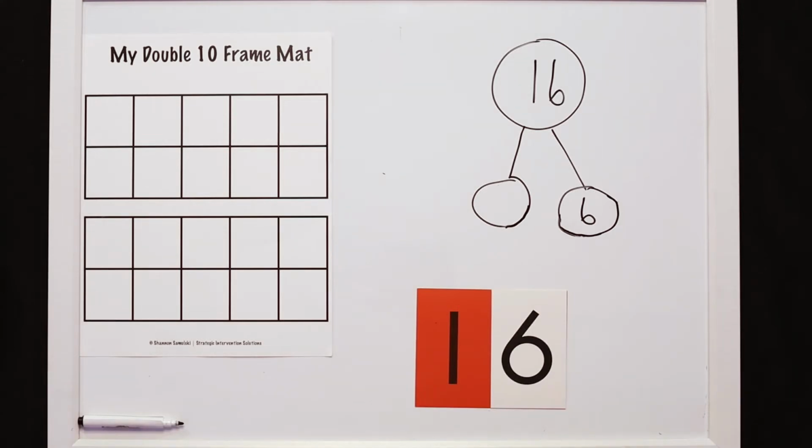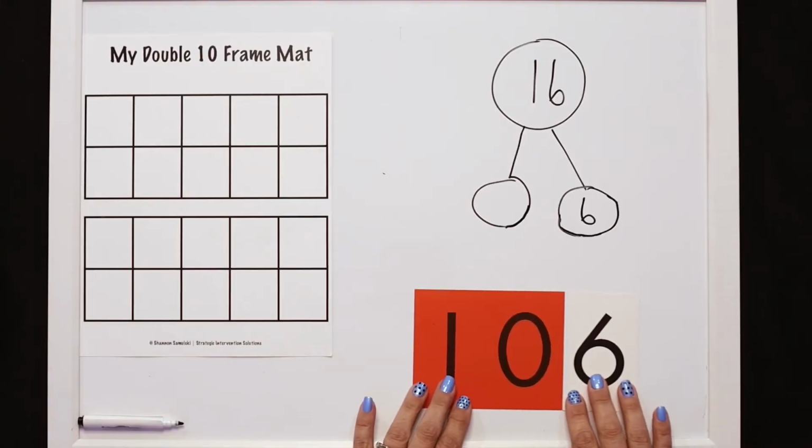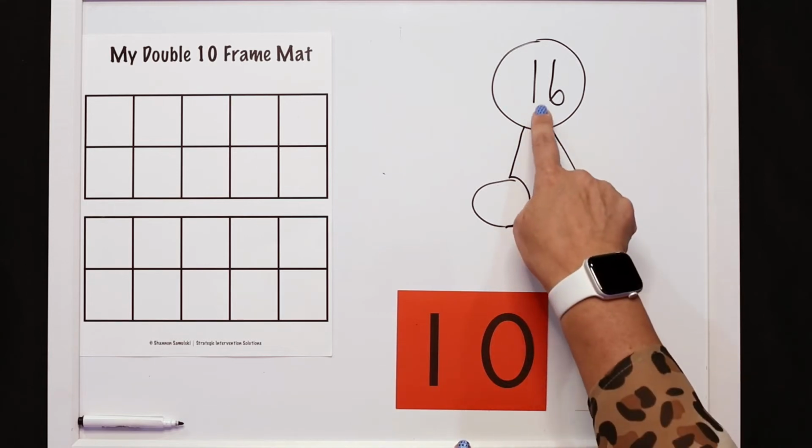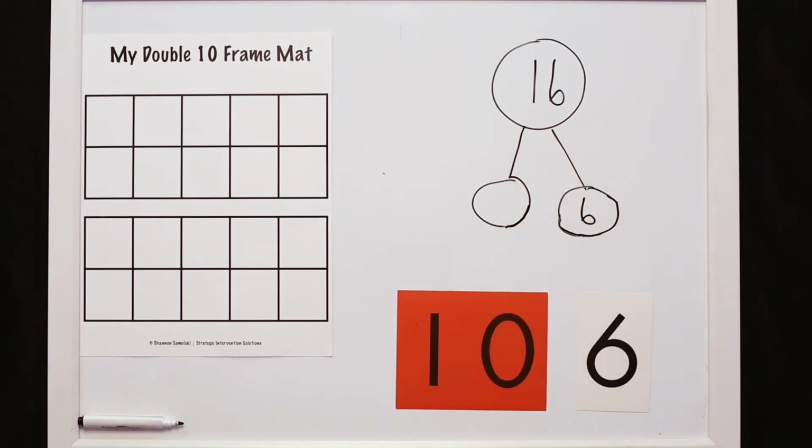Now, Ryan said he knew that 10 plus 6 equals 16. So what I want to do is click that number apart like Value Pak does to show the two individual values. Let's do that now. When we pull it apart, there's what Ryan was talking about. 10 and 6 equal that number 16. We can go ahead and build that on our double 10 frame mat. We'll put the 10 on top and the 6 on the bottom.